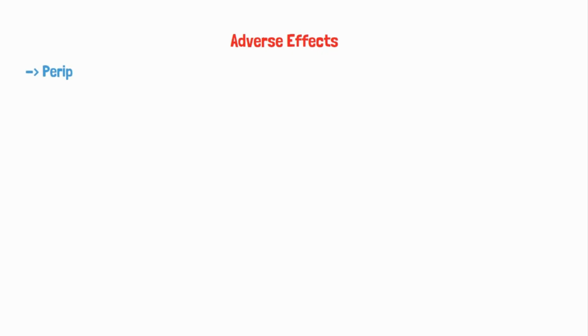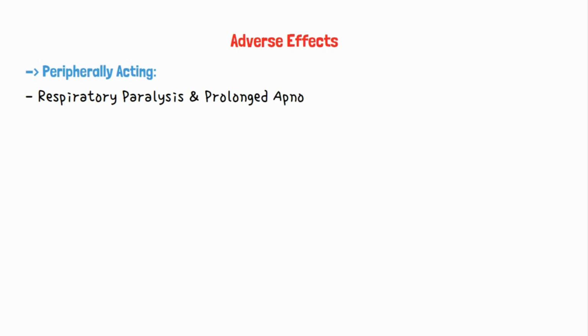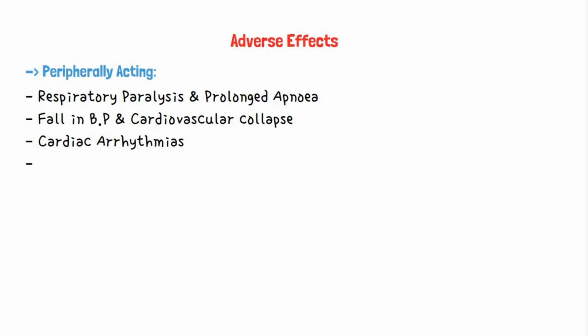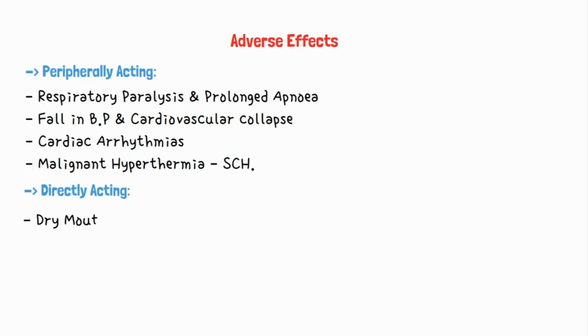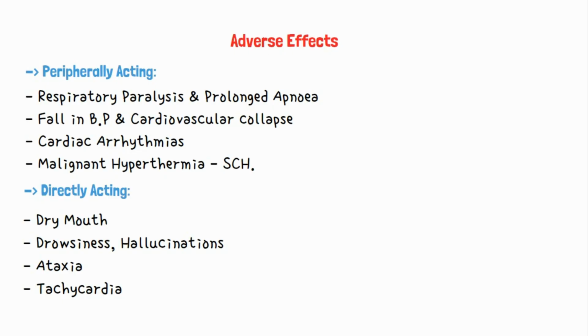Coming to the adverse effects, peripherally acting skeletal muscle relaxants cause respiratory paralysis and prolonged apnea, fall in BP, cardiovascular collapse, cardiac arrhythmias and malignant hyperthermia, especially caused by succinylcholine. Coming to the adverse effects of directly acting agents, dry mouth or xerostomia, drowsiness, hallucination, ataxia and tachycardia.